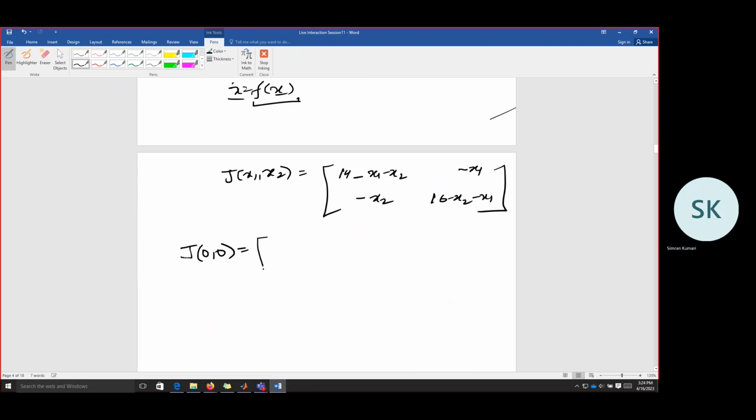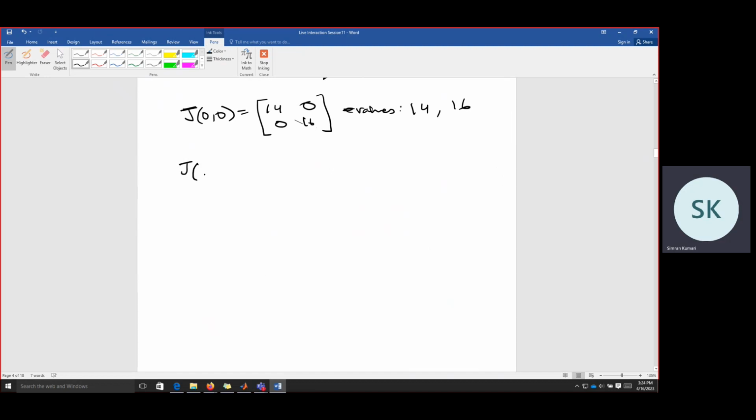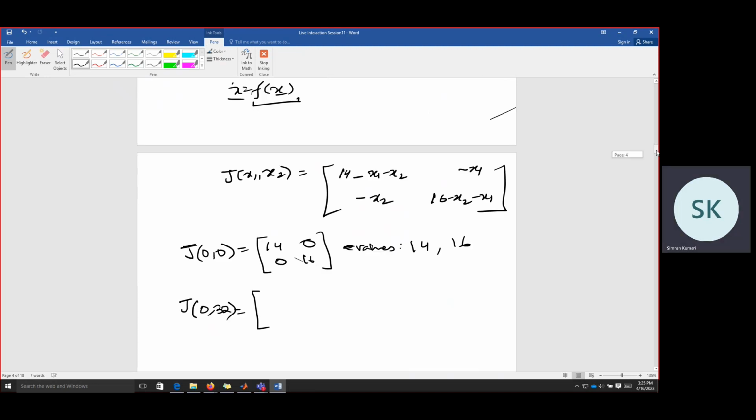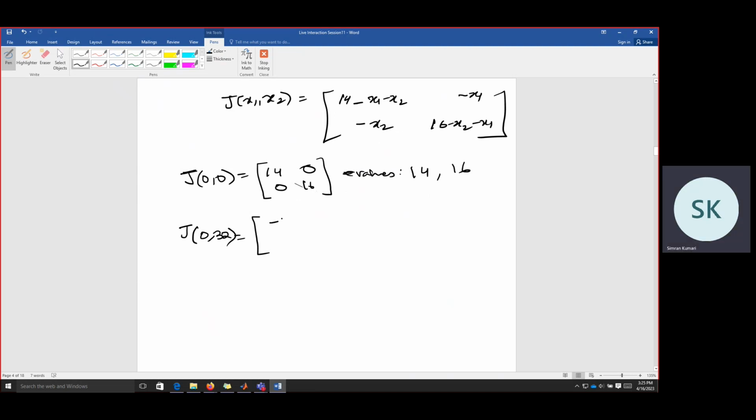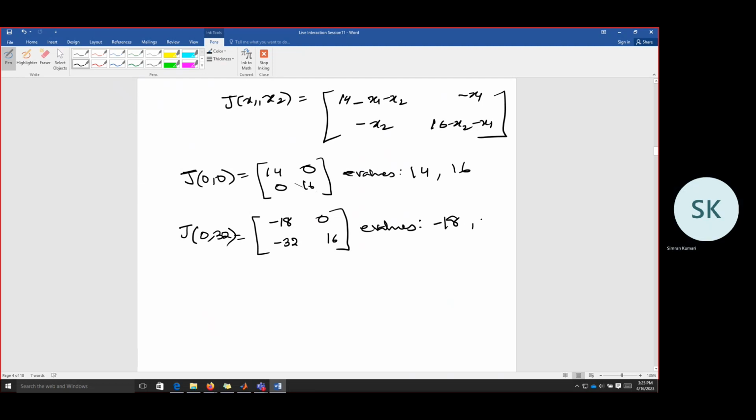Now we replace and analyze this at different equilibrium points. At 0 and 0, this would be 14, 0, 0, and 16. This is a diagonal matrix, so the eigenvalues are 14 and 16. The second equilibrium point was 0, 32. If we replace x1 by 0 and x2 by 32, we get minus 18, 0, minus 32, and minus 16. For this one, the eigenvalues are minus 18 and minus 16.